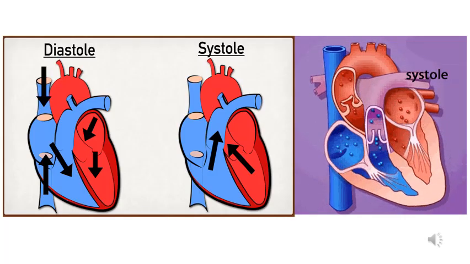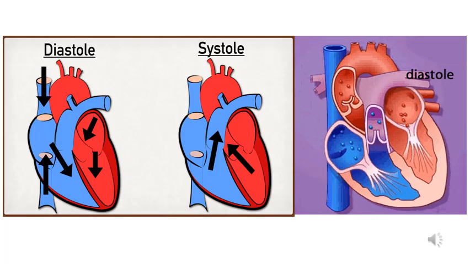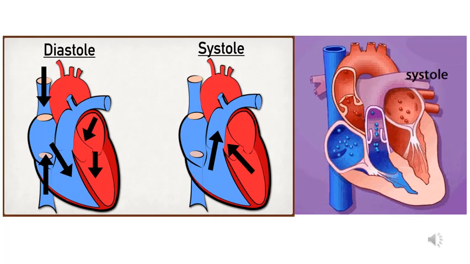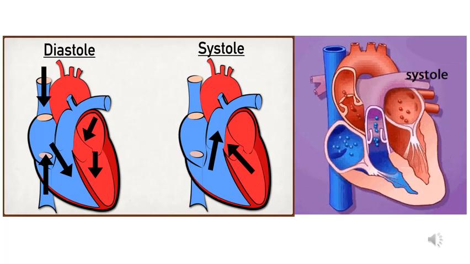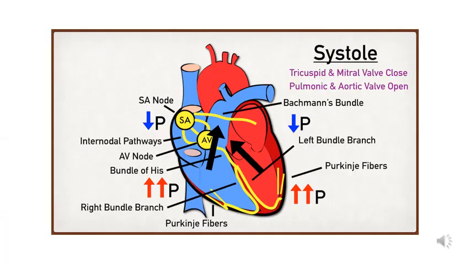Systole and diastole. Systole and diastole are the 2 main phases of the cardiac cycle, which describes the sequence of events in one complete heartbeat. Systole: contraction phase. What happens? The heart muscles contract, pushing blood out of the chambers.